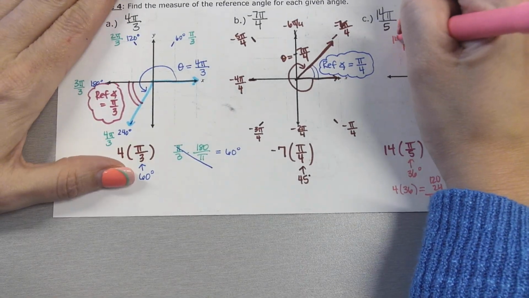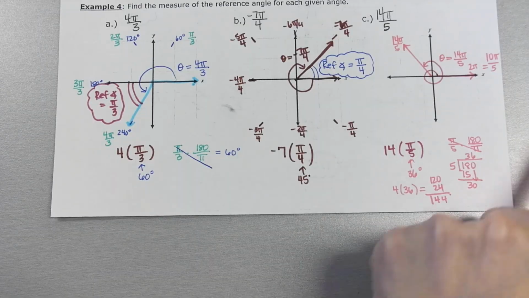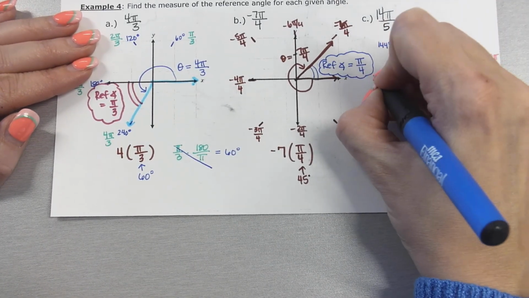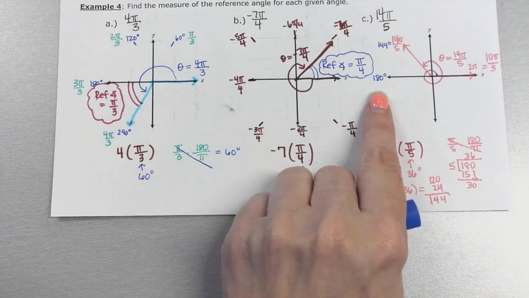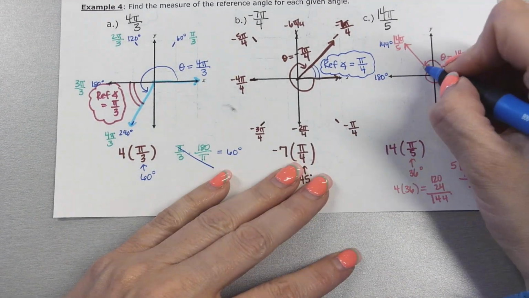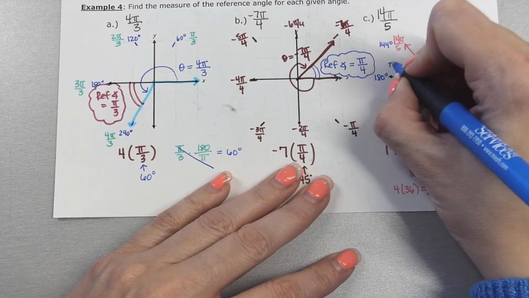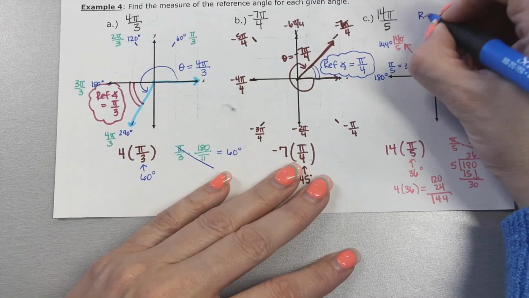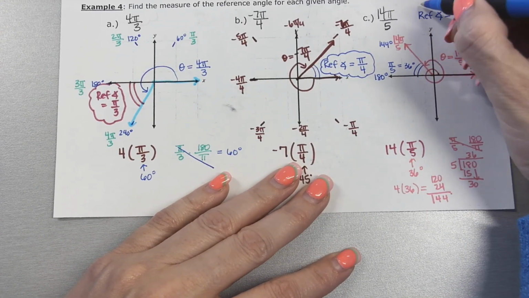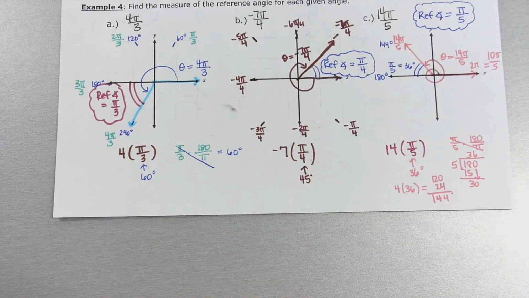So if this is 14 pi over 5 and I am at 144 degrees, remember, this is 180 degrees. What's the distance between that in degrees? 36, which is pi over 5. That is for you to find out. So that's a good observation for these.